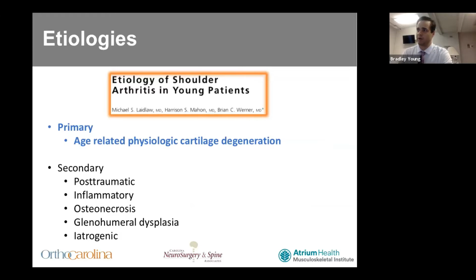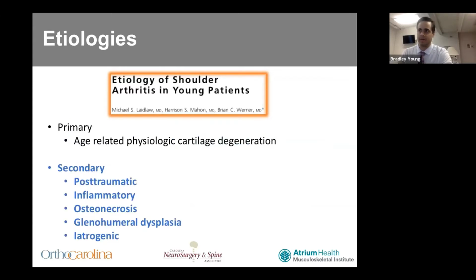Although shoulder arthritis is often multifactorial, the etiologies can be broken down into primary or secondary, as we know. So primary arthritis, which is not the topic of today, is defined as age-related idiopathic change of the articular surface, typically a response to repetitive mechanical stress. Today, we're focusing more on secondary etiologies, which are much more common in the younger population. These are defined as cartilage damage caused by a known pathologic predisposition.